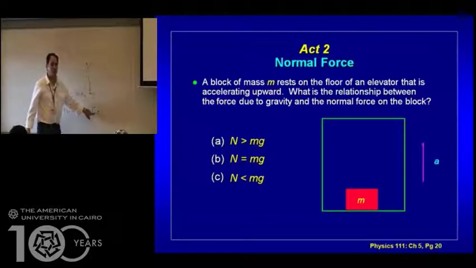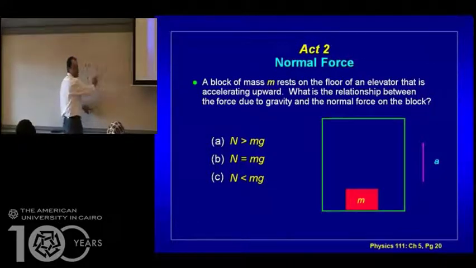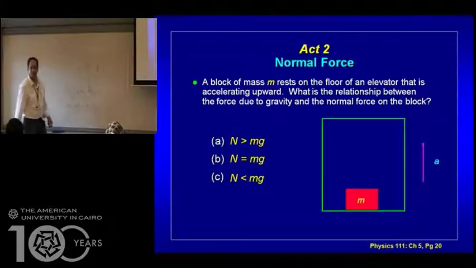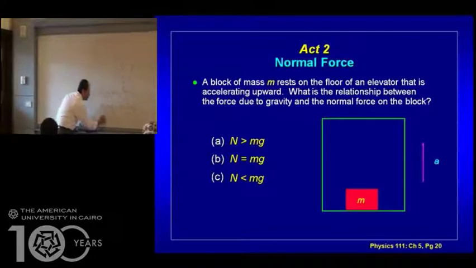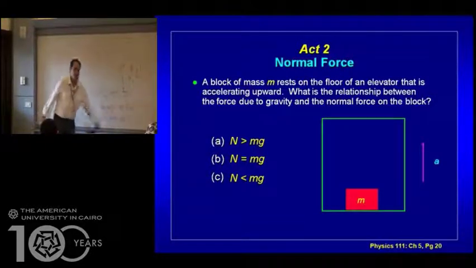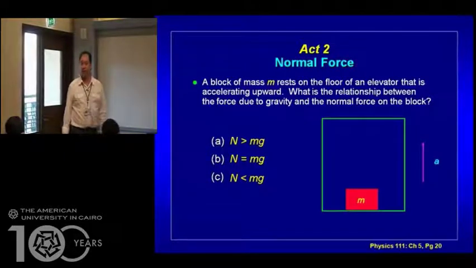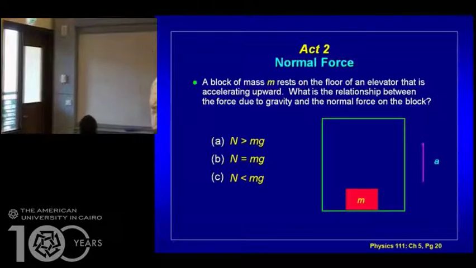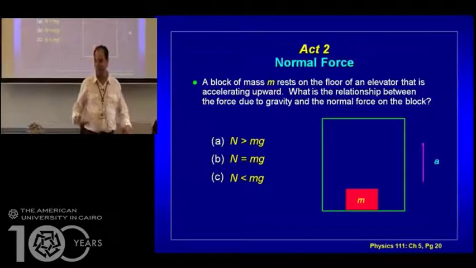Is it positive or negative acceleration? It's positive because it's along the direction of the positive y-axis. Okay, now N will equal mg plus ma. Look at N now. Is that more than mg? Is that less than mg? It's more than mg. That's why, guys, when you get in the elevator and the elevator is going up with an acceleration, you feel that you are a little bit heavy.